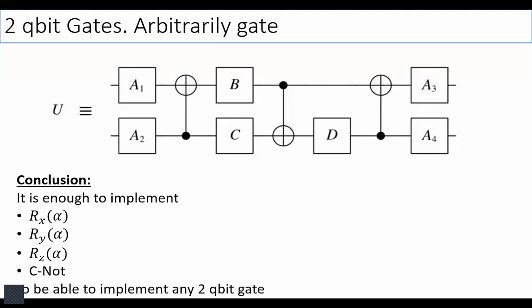After this, you do B and C, and it's not important in which order. After this, you do once again controlled NOT, you do D, you do controlled NOT, and you do A3, A4, not important in which order. So if this is right, and the same point that you put there, we could say A4, A3.